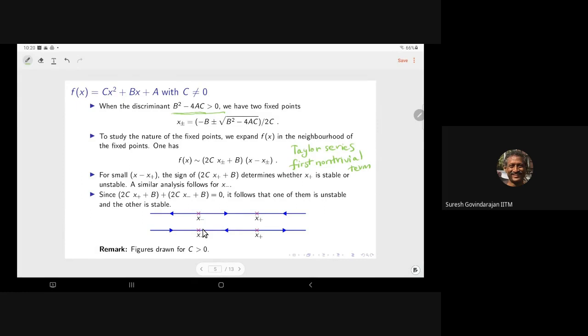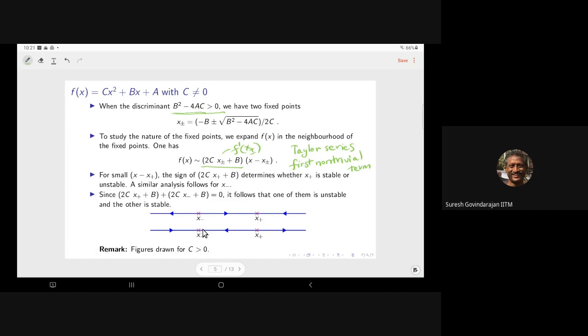Right, because a Taylor series would have been f of x equal to f of x plus, plus f prime at x plus times x minus x plus. So this is nothing but f prime at x plus or minus. Just a calculation. You just take the derivative, you will see it. Take a derivative, it is 2cx plus b. And you put in the value. Okay? So that's all this is. Is this clear what I'm doing?